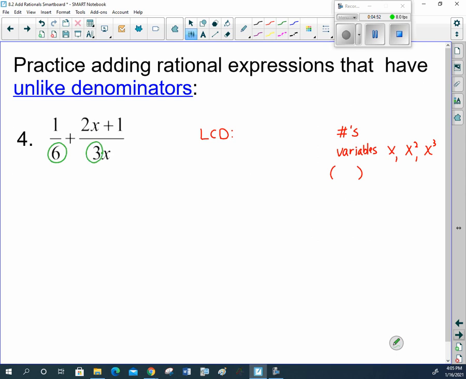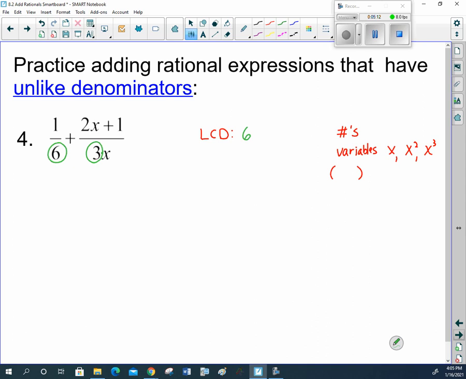If you have a 6 on the bottom, so like if I had 1/6 plus 1/3, what would be the lowest common denominator between the 1/6 and the 1/3? Well, it would be a 6. We'd have to have the 6. It would be 1/6. It would be the 6th. Okay, so now we've got that for the numbers, so I don't worry about them anymore.